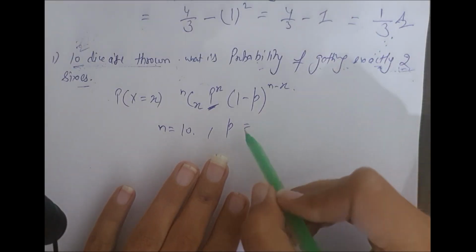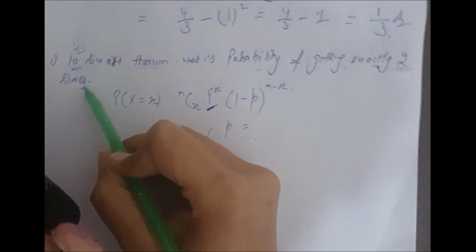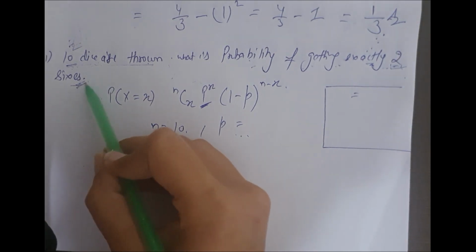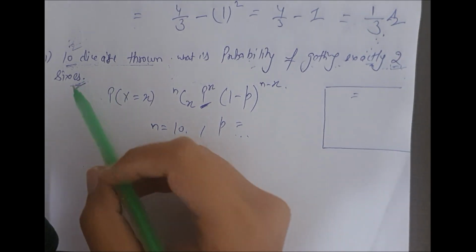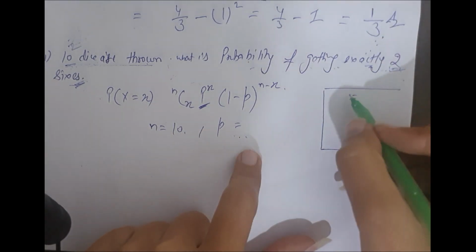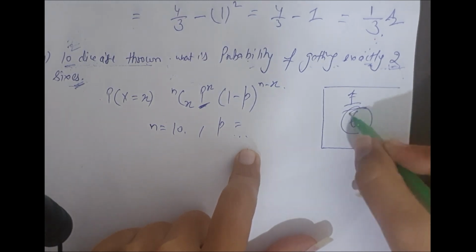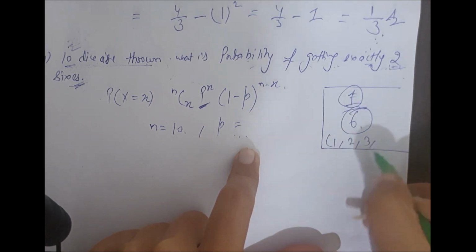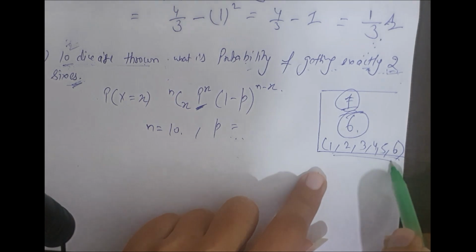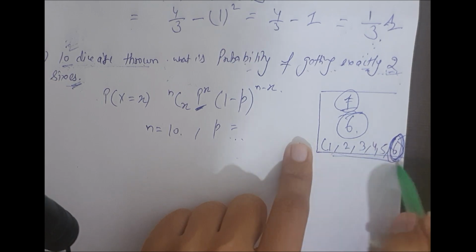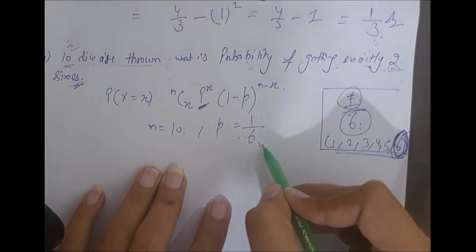The probability of success here is getting a 6 when we throw a die. So what is the probability of getting 6? Total number of cases is 6: 1, 2, 3, 4, 5, 6. Getting a 6 is 1 out of these 6 cases, that is 1 by 6. So 1 by 6 is the probability of success.